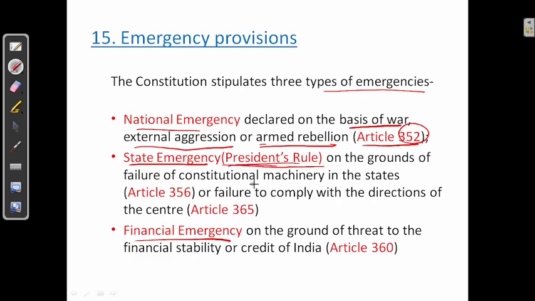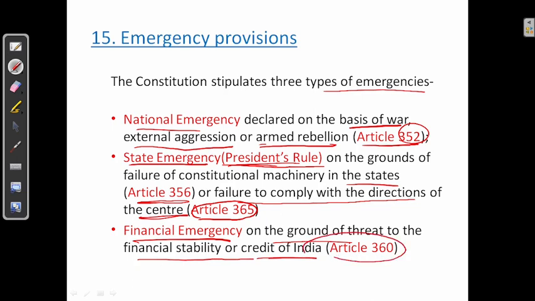This is declared on the grounds of failure of the constitutional machinery in the states. According to Article 356, state emergency is declared on the grounds of failure of the constitutional machinery in the state. According to Article 365, state emergency is declared on the failure to comply with the directions of the Union. Next, financial emergency. This is declared on the grounds of threat to the financial stability or credit of India. This is written under Article 360. All these are the emergency provisions.